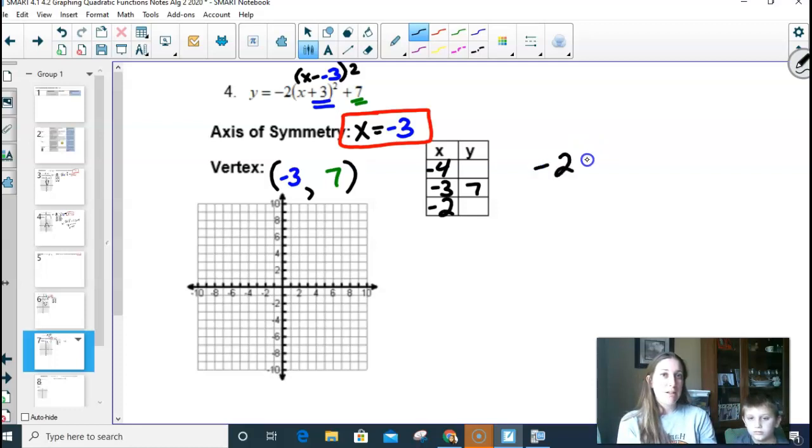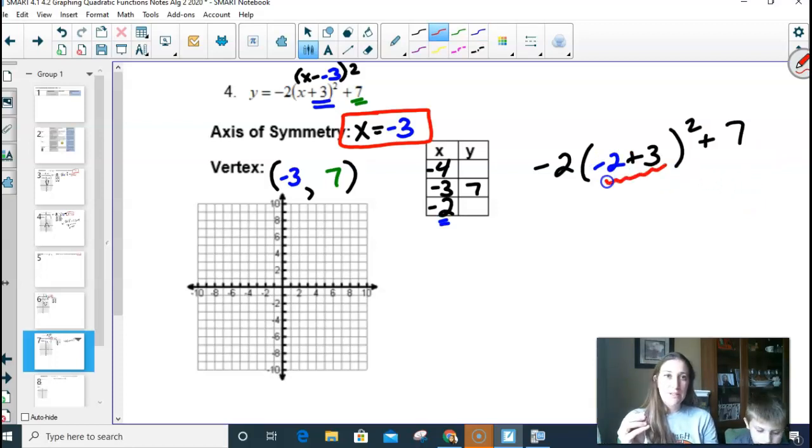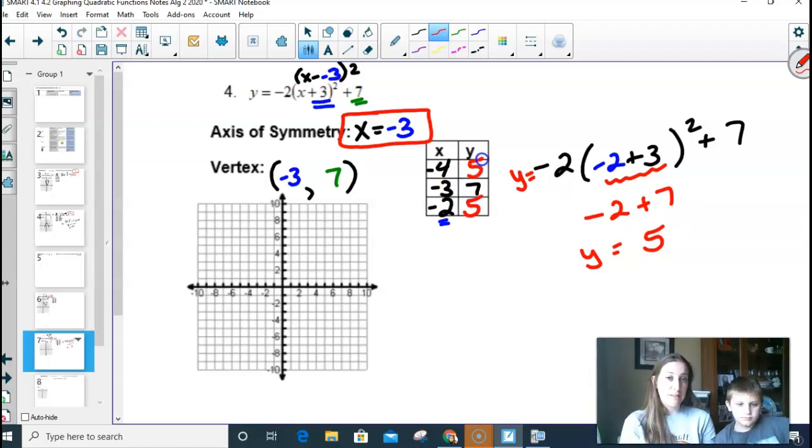But if I took the formula, negative 2, x plus 3 squared plus 7, and I plugged in x equals negative 2 right here. Now, doing this in your head, you got to be careful. You got to do order of operations. So you do parentheses first. Negative 2 plus 3 is 1. 1 squared is 1. Negative 2 times 1 is negative 2. And then if we were to add 7 to that, we'd get a 5. So what you just found is the y value of this ordered pair, which better match the y value of this ordered pair because of the symmetry.